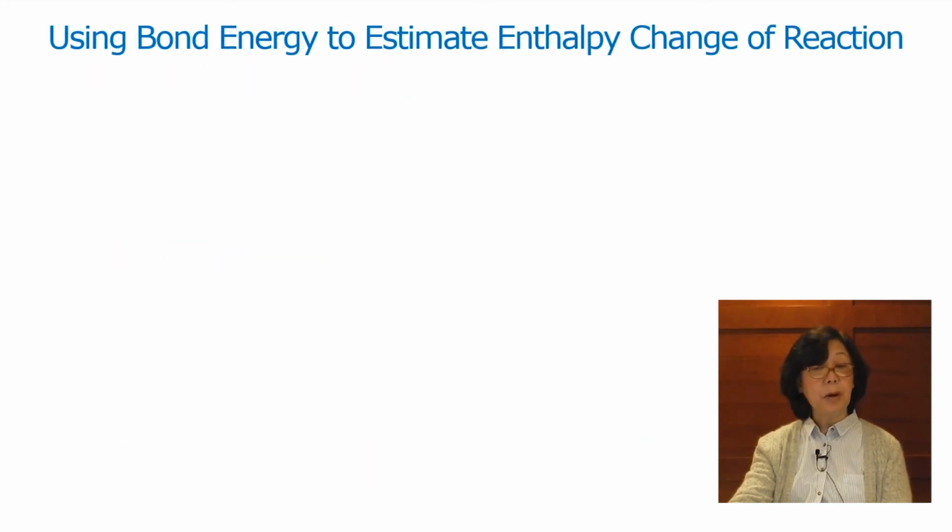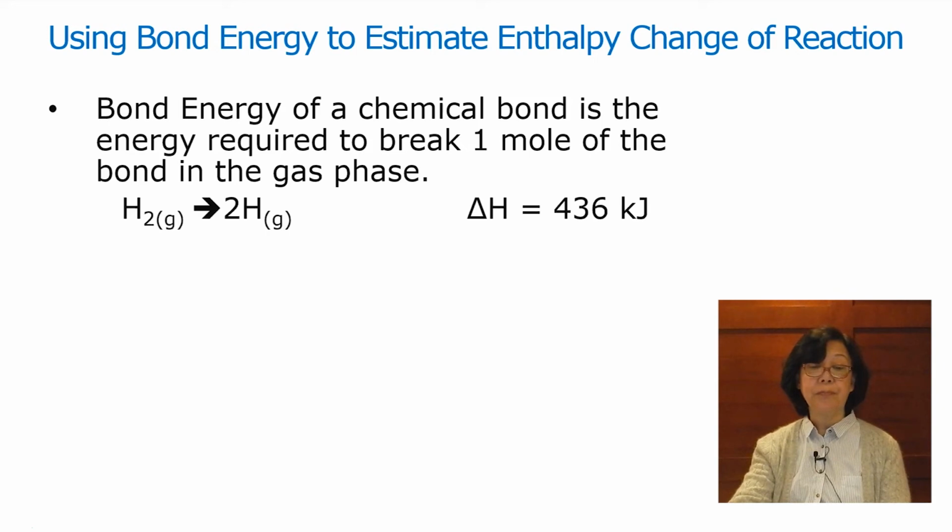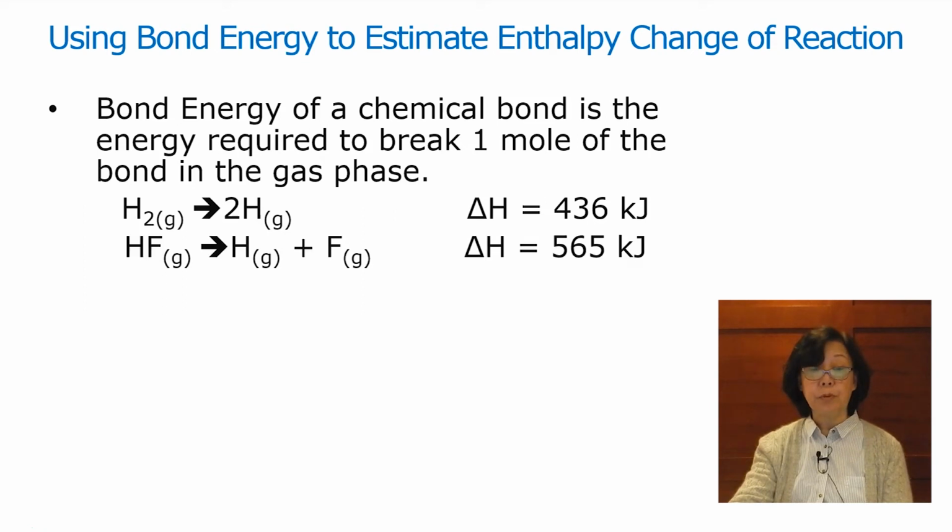We can also use bond energy to estimate enthalpy change of a reaction. What's bond energy? It is the energy in a chemical bond, and it is the energy required to break 1 mole of the bond in the gaseous phase. Now let's say if we have 1 mole of hydrogen molecule, we break it down into 2 moles of hydrogen atom, the enthalpy change of the bond energy is 436 kilojoule per mole.